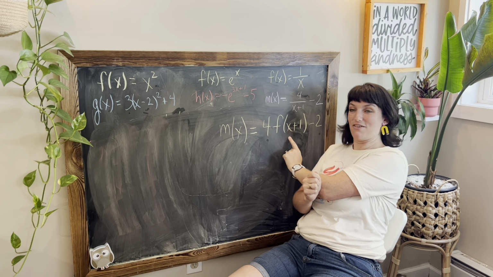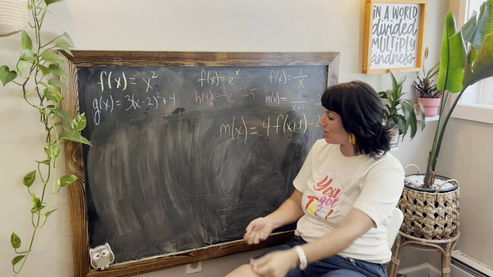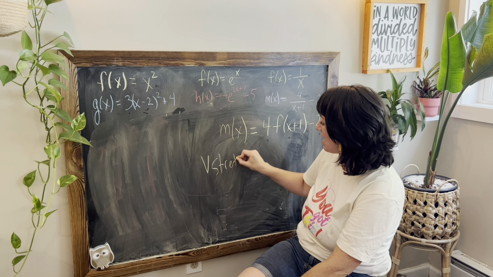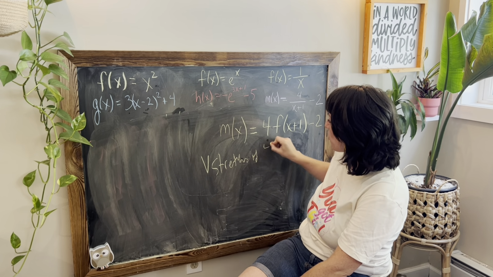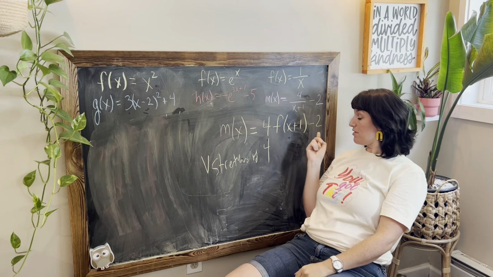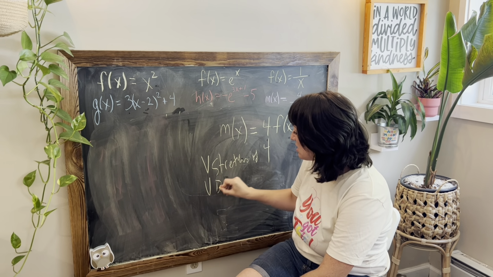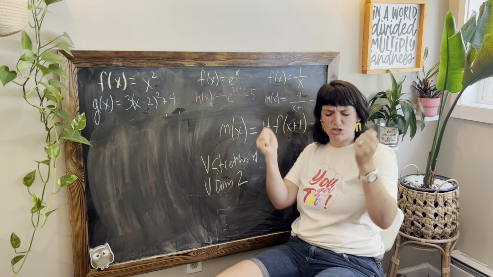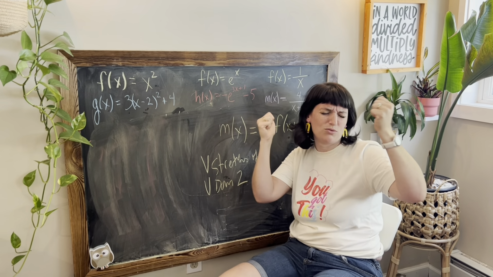A times f of x plus k. To read this off is easy. A stretches the y's by a. So vertical stretch of 4. Then shift up and down by the k. Then down 2. Vertical shift down 2. Now set that input equal to 0.